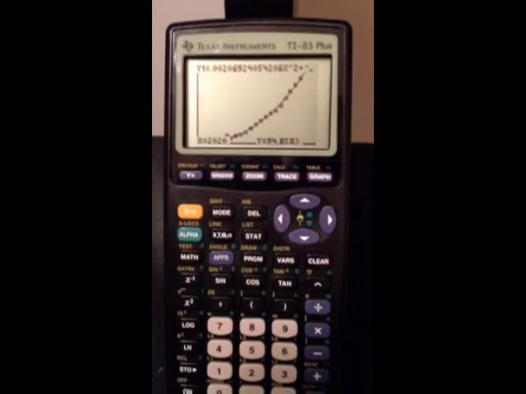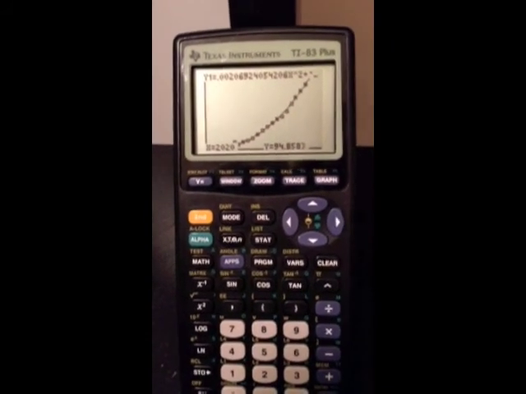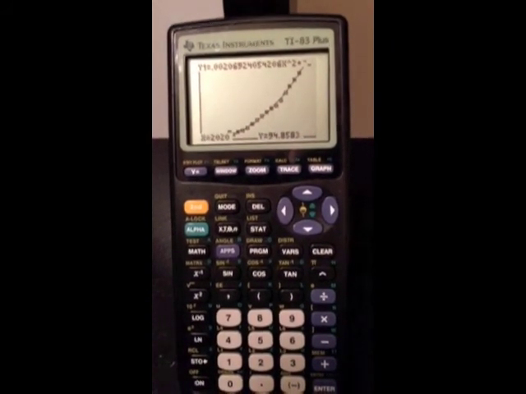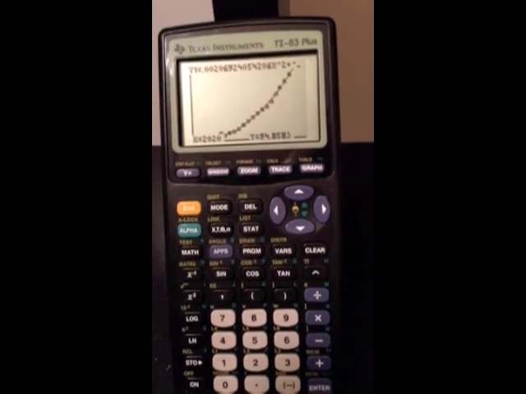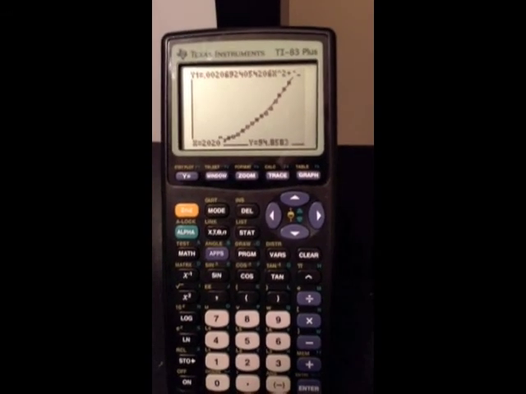These steps that we took to find the regression equation are going to be the same steps that you take to find the regression equation for your cars, the car depreciation during your project.